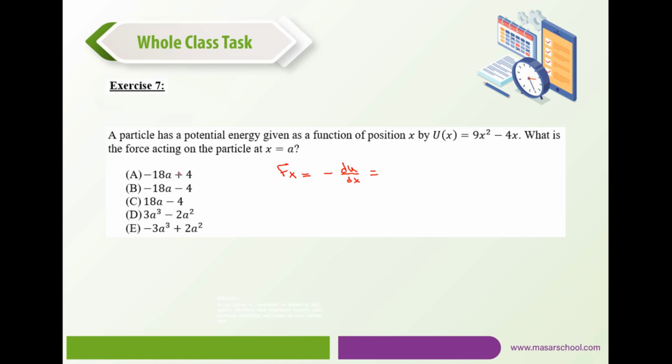Now, here as you can notice, this can be utilized as an operator, d by dx of 9x squared minus 4x, and that would be minus 18x plus 4. We're interested in determining the component of the force at a particular position given by a, then Fx computed at x equal to a is given by minus 18a plus 4, which makes A the correct answer.